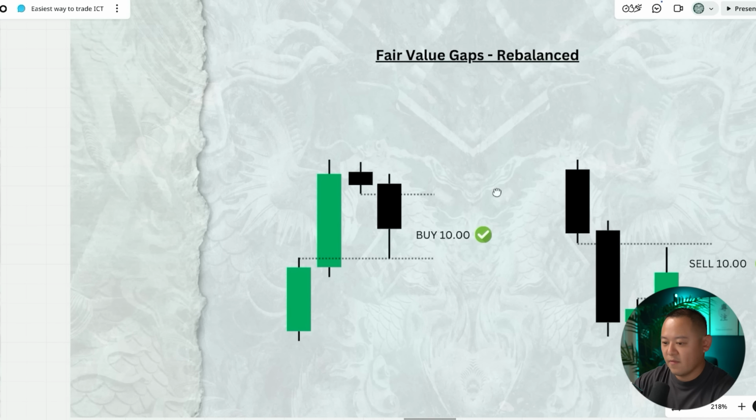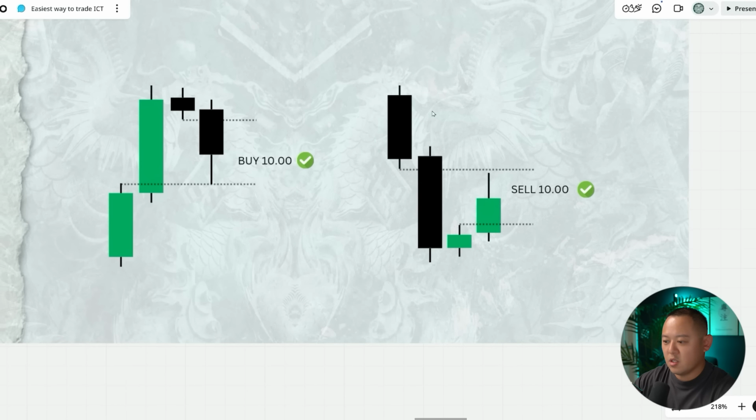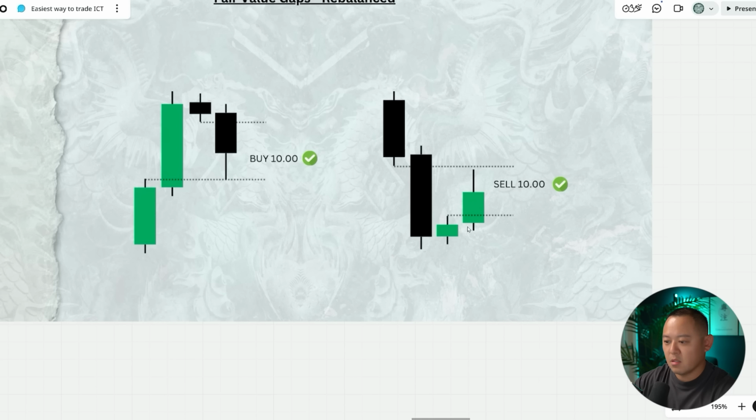And vice versa, if I'm expecting the market to go lower, I want to see it trade higher into this sell side imbalance, pick up those sell orders, and then trade lower afterwards.